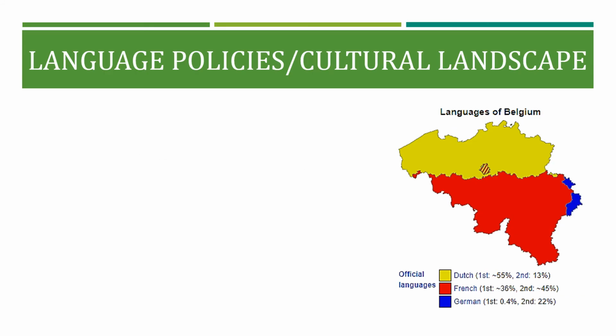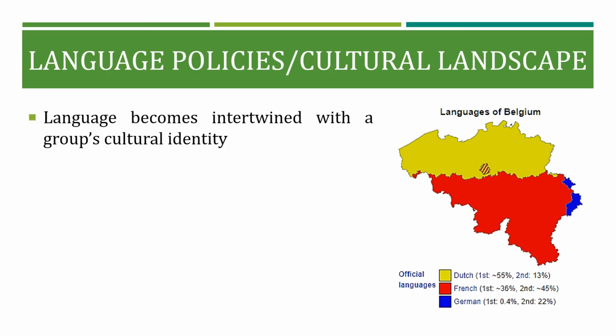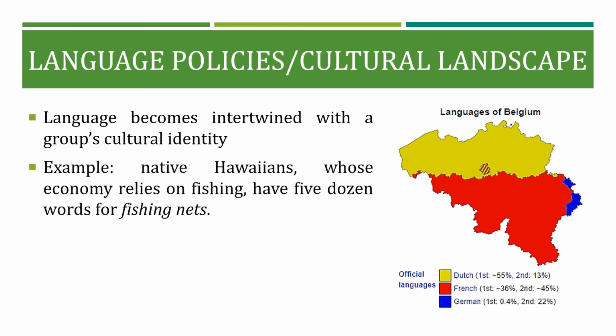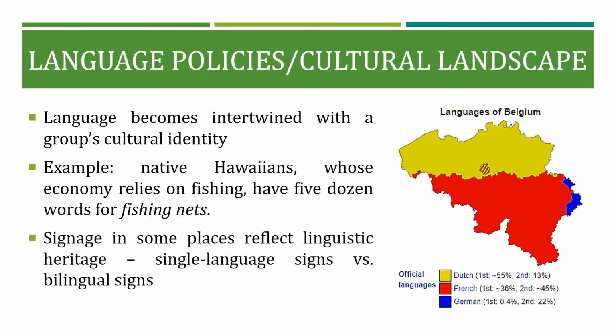As we said at the very beginning, language is very, very important to culture, and language becomes intertwined with a group's cultural identity. For example, native Hawaiians whose economy relies on fishing have 6 words just for fishing nets because it's so important to them. Signage in some places reflect linguistic heritage, single language signs versus bilingual signs.